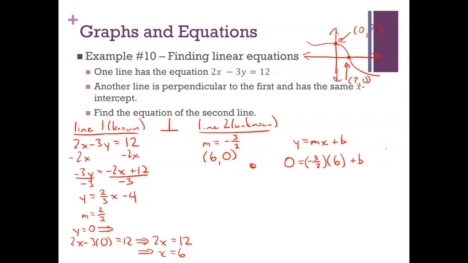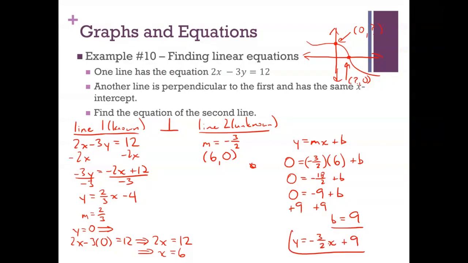So that gives us enough to figure out what b is. So 0 equals negative 18/2 plus b. 0 equals -9 plus b. So what does b equal? All right. So then I have m, I have b. I can put those together and get y equals -3/2 x plus 9.